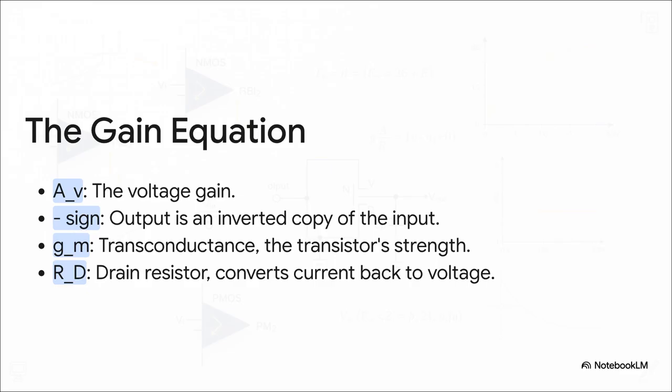Then we have GM. This is the magic number. It's the transconductance, and it basically represents the raw power of our MOSFET. It tells you how good the transistor is at turning that little input voltage wiggle into a big output current wiggle. And finally, RD, the drain resistor. Its job is simple but crucial. It takes that changing current from the MOSFET and, thanks to Ohm's law, turns it back into the amplified output voltage we see. So you see, every part has a job.